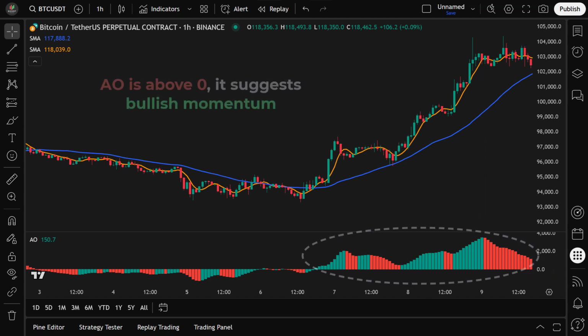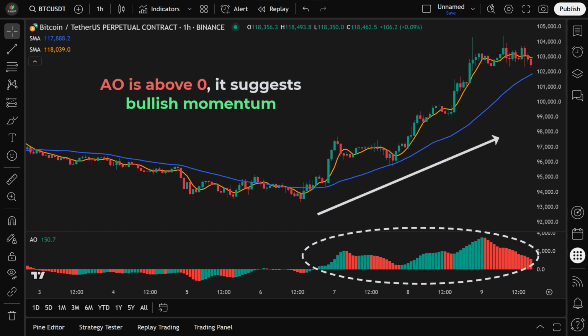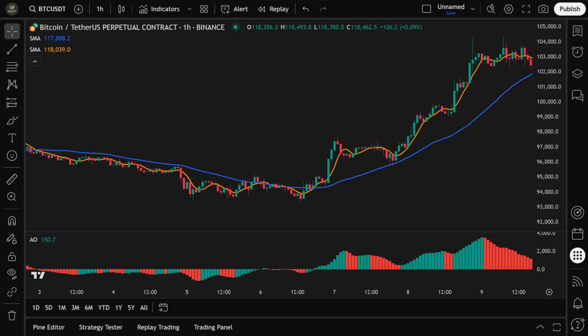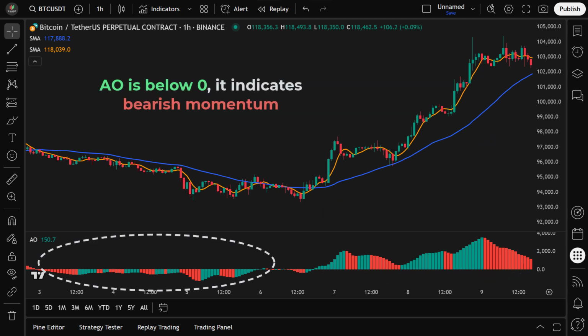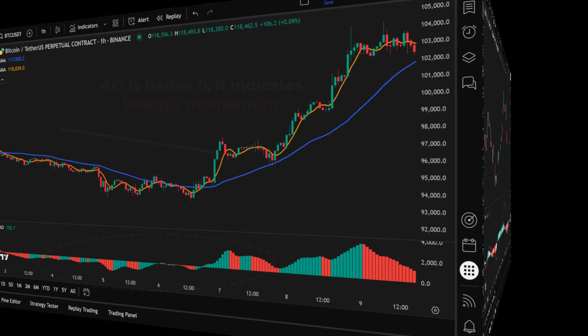When the Awesome Oscillator is above zero, it suggests bullish momentum. The short-term average is above the long-term average. When the Awesome Oscillator is below zero, it indicates bearish momentum. The short-term average is below the long-term average.